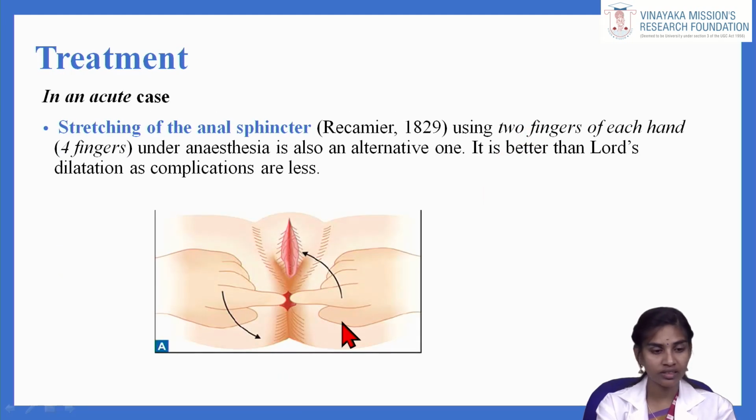The treatments are, in acute case, stretching of the anal sphincter. So, using 2 fingers of each hand, 4 fingers under anesthesia is also an alternative one. It is better than Lord's dilation as complications are less. We will see Lord's dilation in subsequent slides. So, this is the stretching of the anal sphincter using 2 hands.